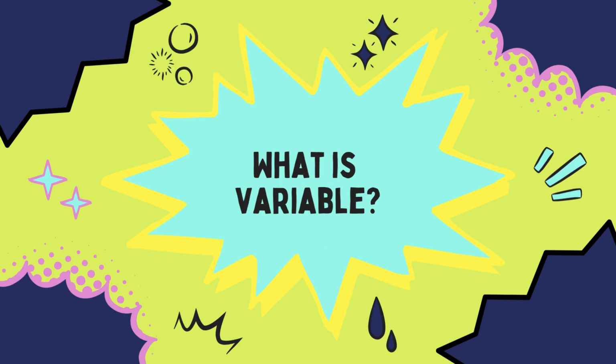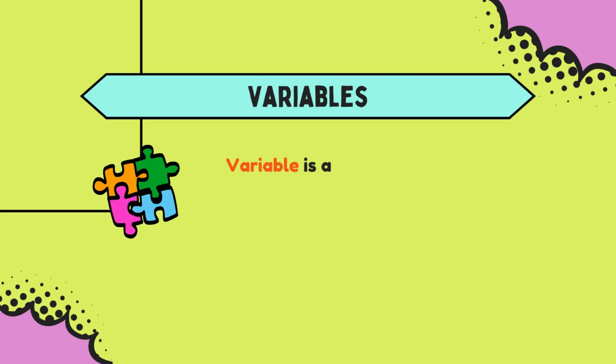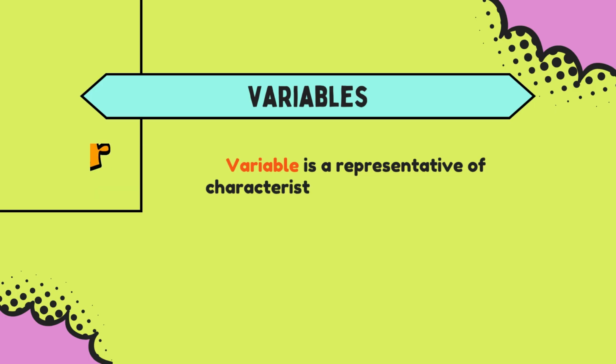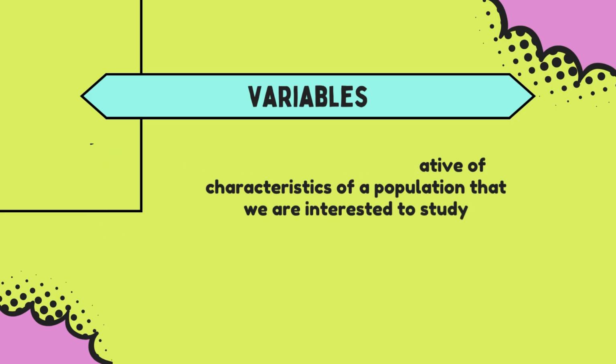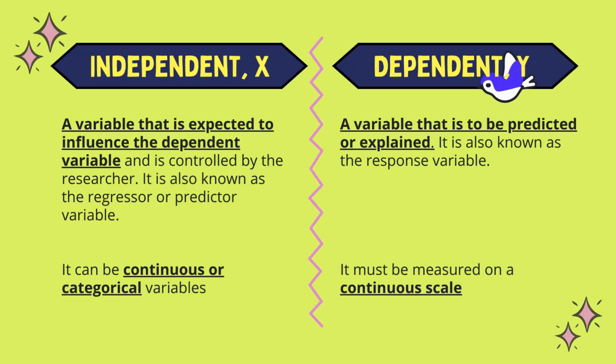First and foremost, what is a variable? Variable is a representative of characteristics of a population that we are interested to study. There are two variables involved in regression, that are the independent variable x and dependent variable y. Independent variable is a variable that is expected to influence the dependent variable, and it can be continuous or categorical. Meanwhile, dependent variable is to be predicted and it must be measured on a continuous scale.